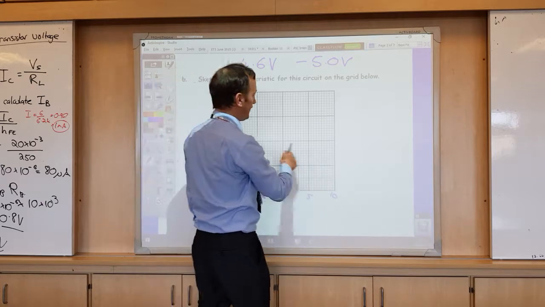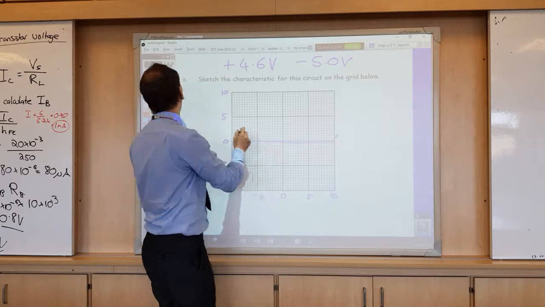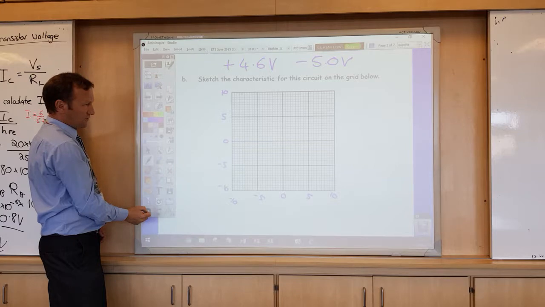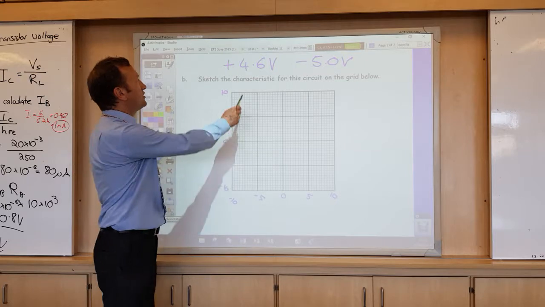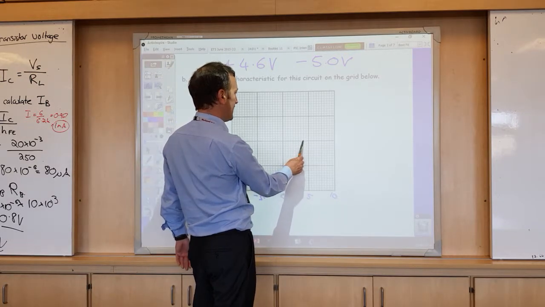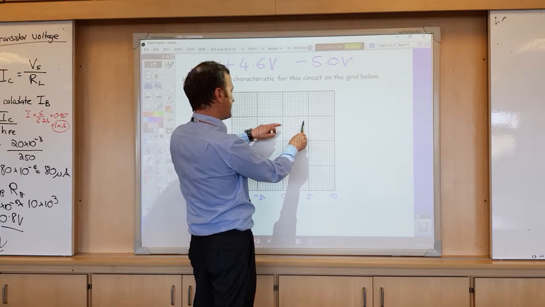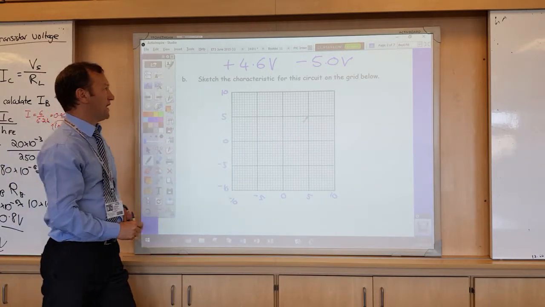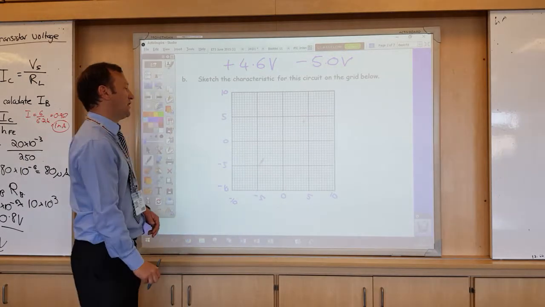So we've got V in on the x-axis here and V out on the y-axis. So we basically just plot, we've got plus 4.6, so we plot positive 4.6. That's here on this axis, and it's also there on that axis, so we plot that point there. And then we'll plot minus 5 and minus 5 on the other axis here. So you plot that like that.